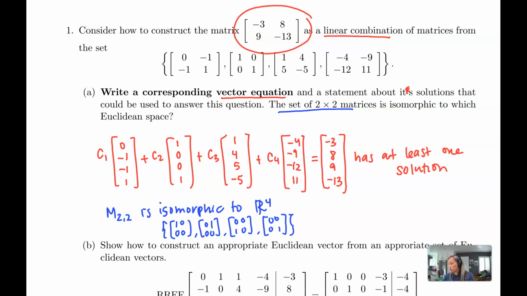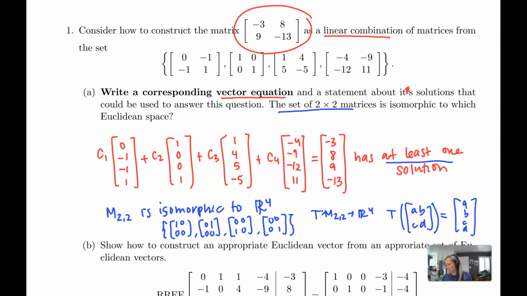And if we wanted to show that sort of isomorphism, that linear transformation, that's a bijection between the two, we could easily come up with some rule that moves from M22 to our R4, maybe just as simple as T of an ABCD matrix is equal to A, B, C, D. So I did write out that linear transformation. But what I was looking for here, at the very least, in order to get a 2 out of 2, was that vector equation and then has at least one solution, or is consistent, right?